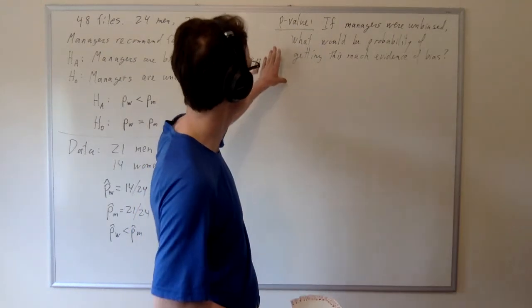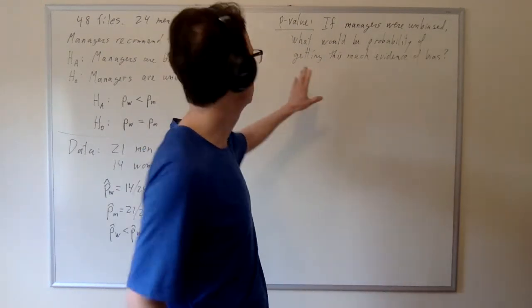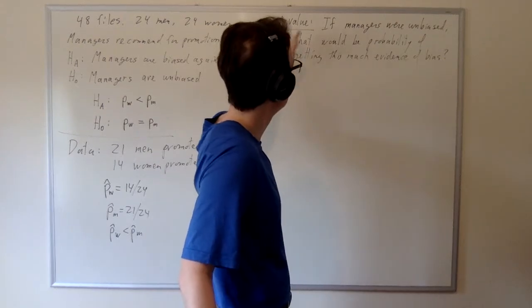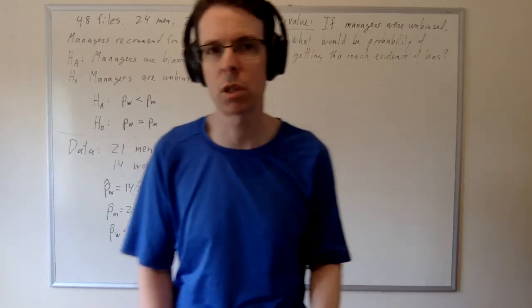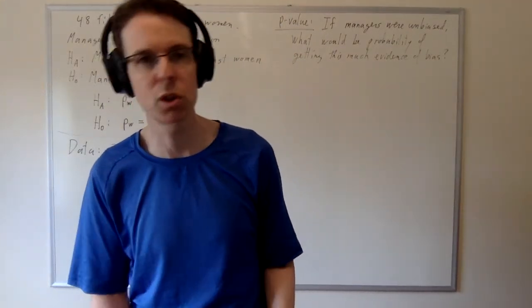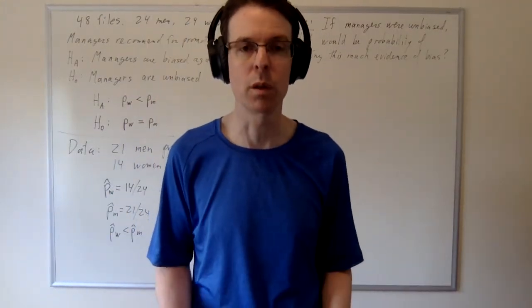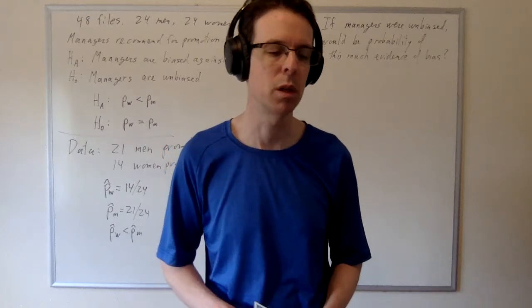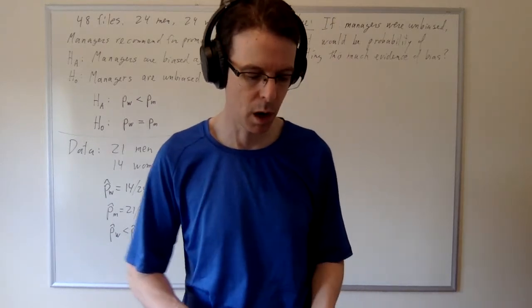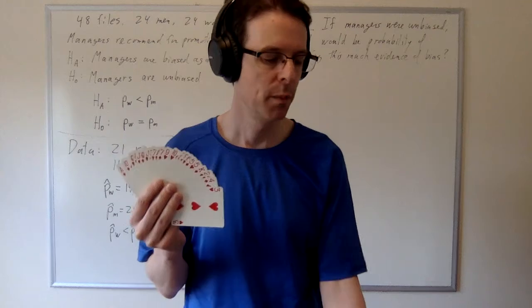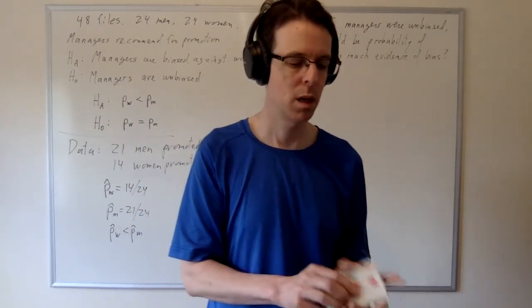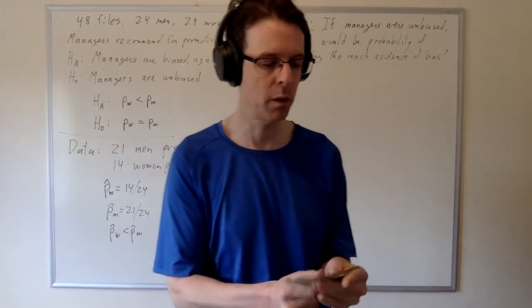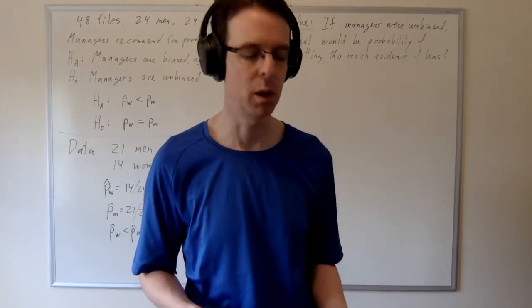So let me explain how we're going to do this simulation. The simulation is trying to assess the p-value, which is what would happen if the managers were unbiased. And so the simulation is going to show no bias whatsoever, and we're just going to let the cards fall as they will. The literal cards, we're going to use cards for this simulation. So what I have here are 24 red cards, and those represent the 24 women in this simulation. And then I have 24 black cards, which represent the 24 men in this simulation.